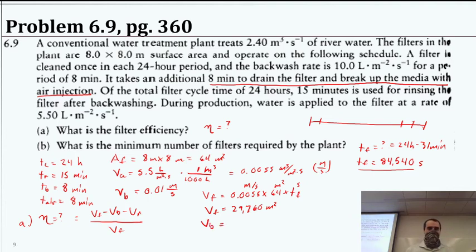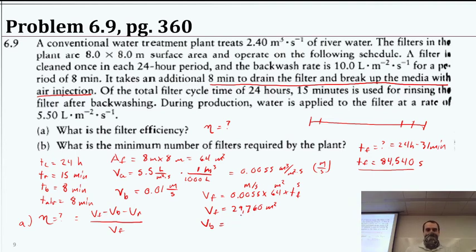So far, I just did the VF calculation for the volume. We had to figure out the time of the filtration. We knew the cycle time was 24 hours, and we had 8 minutes of this, 8 minutes of that, 15 minutes of rinse. So it was really 31 minutes less than 24 hours for the remaining time for filtration. And some conversions there I skipped on the slide here. But essentially, we convert to seconds because that's going to be convenient, and then plug that in here.